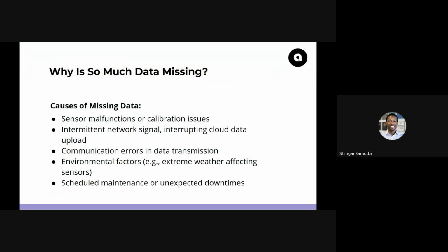So why is so much data missing? I alluded to this a little bit earlier, and there are a lot of different reasons why we're seeing so much missing data. One, and this is probably the most common that we see, is that there are just sensor malfunctions or calibration issues. And this comes down to the quality of installation.